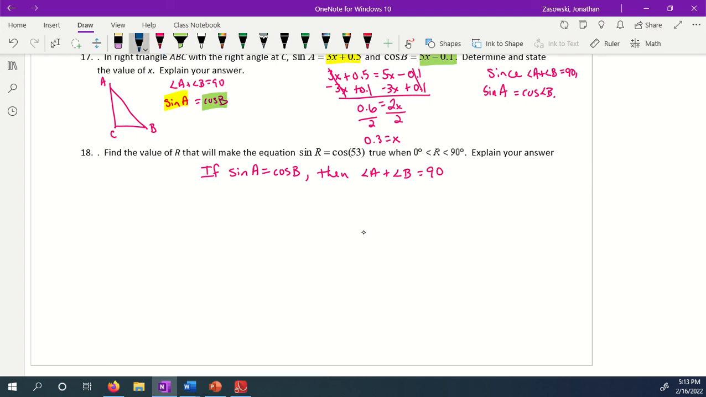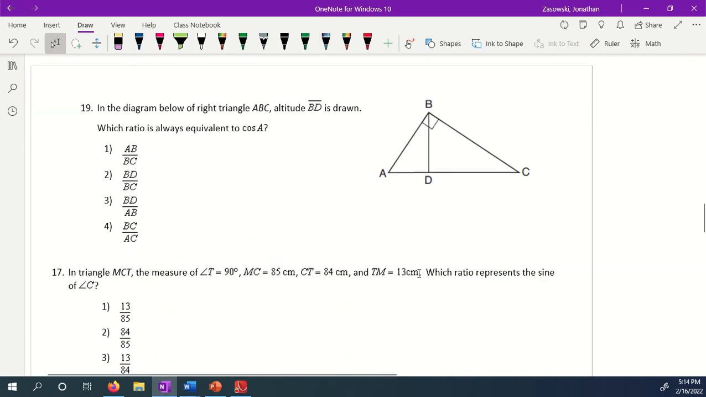So if we use this statement, we could say that if the sine of R equals the cosine of 53, then it must be true that angle R plus 53 has to equal 90. So we can just subtract 53 away from 90 and we'll have our answer here, okay? And angle R is going to equal 37 degrees. All right, and this is our explanation right here. If sine of A equals cosine B, then angle A plus angle B is equal to 90.